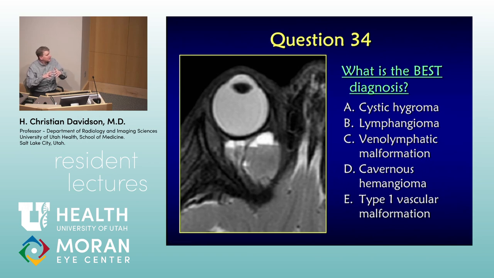But these are malformations, and they're distinctly different from a cavernous hemangioma. This is also not a great word, because they are also malformations and not tumors. But the cavernous hemangioma is an adult lesion. It's very discrete. It's encapsulated. They don't hemorrhage. They don't have calcification in them, and it's a different beast.